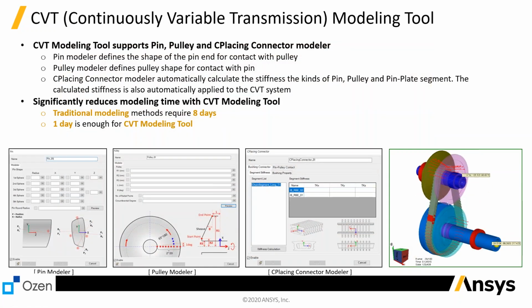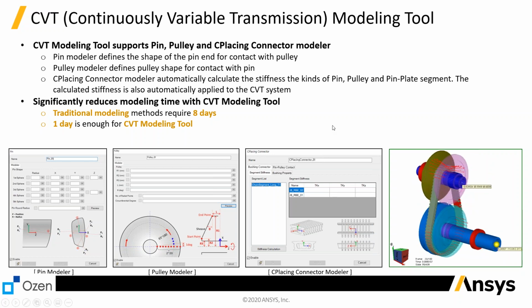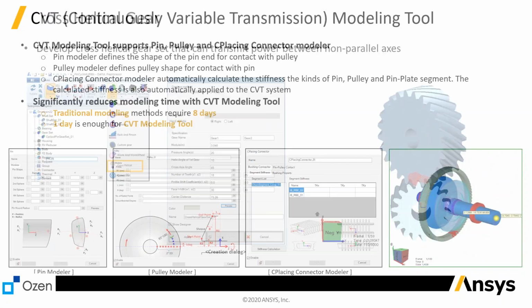Okay, one of the tools here, for example, is a continuously variable transmission modeling tool, or CVT. We can see it has its own graphical user interface to define all the needed details for all the components included, with highly detailed representation and highly accurate solution.